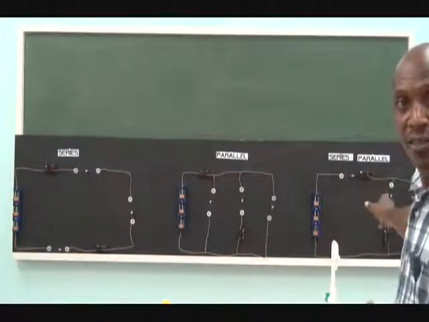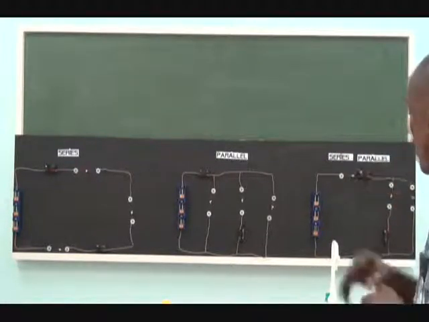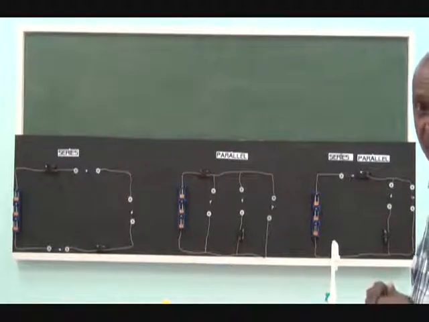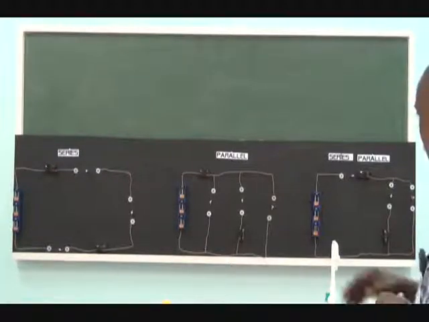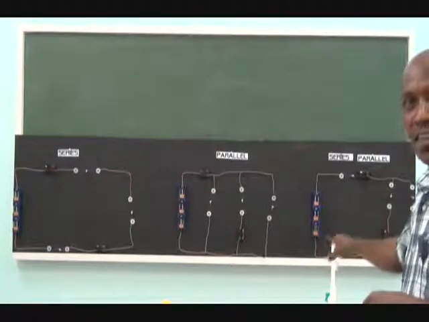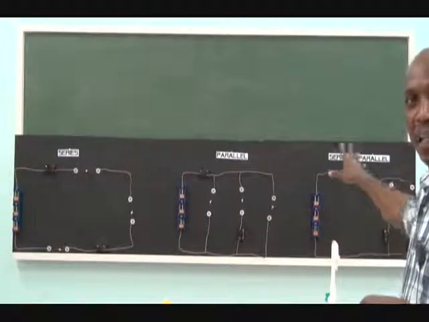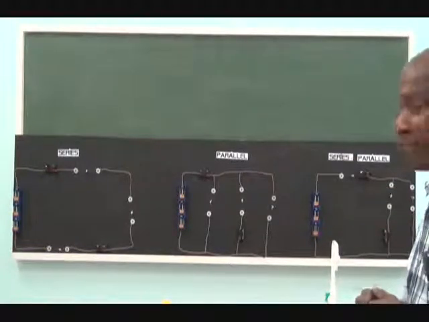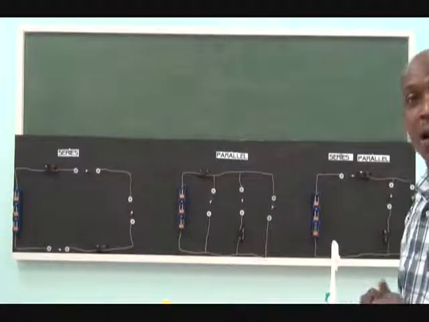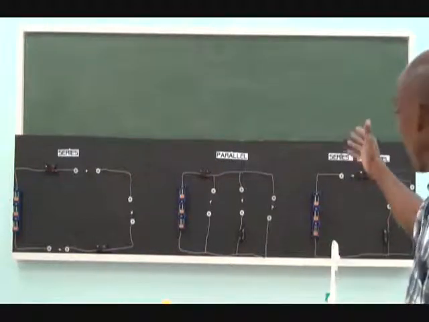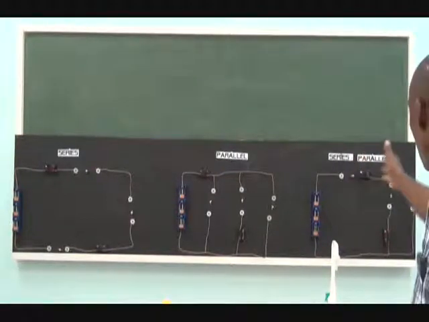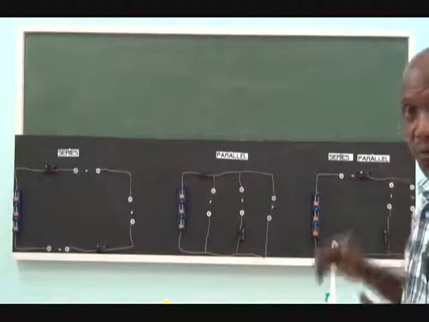To my far right, we have what is called a series parallel circuit configuration. By the way, if this pipe is in your way, ignore it. It is not part of the circuit configuration. For the series parallel circuit configuration, we also have 3 batteries, 2 switches, and 3 bulbs.